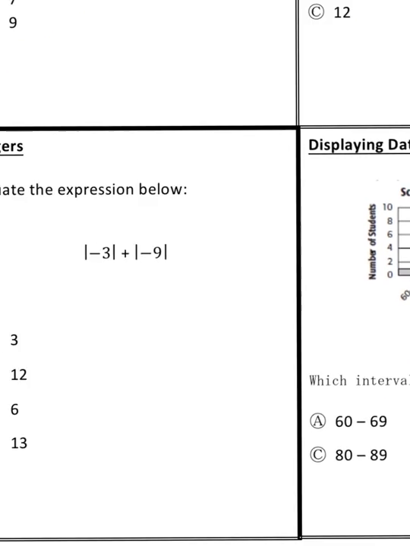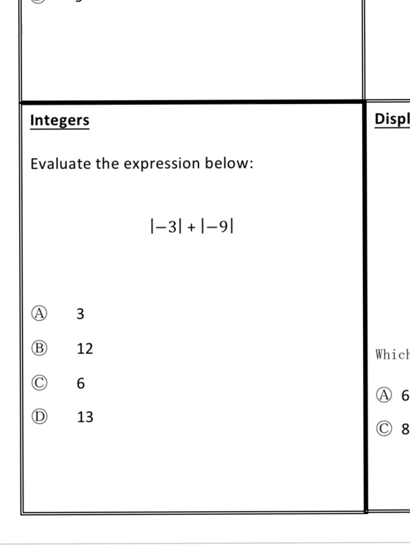Okay, third problem. It says, evaluate the expression. Now, we read this problem as the absolute value of -3 plus the absolute value of -9. So to remember what that means, the absolute value of -3 is just 3, and the absolute value of -9 is 9. And 3 plus 9 is 12.